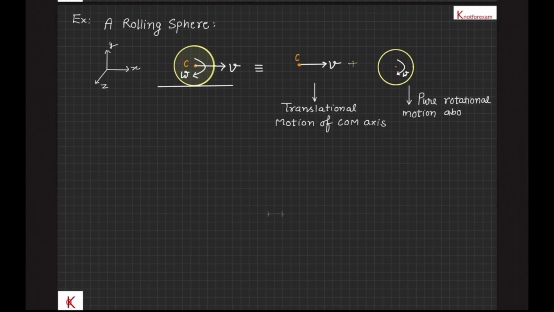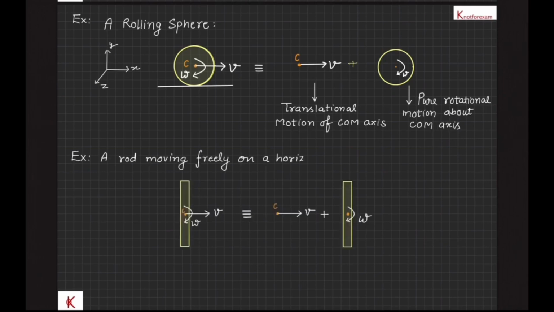Let's see another example of a rod freely moving on a horizontal floor. Motion is in the horizontal plane, so angular velocity will be in the vertical direction. And the motion can be analyzed easily as a combination of pure translation motion of center of mass and pure rotational motion about center of mass.